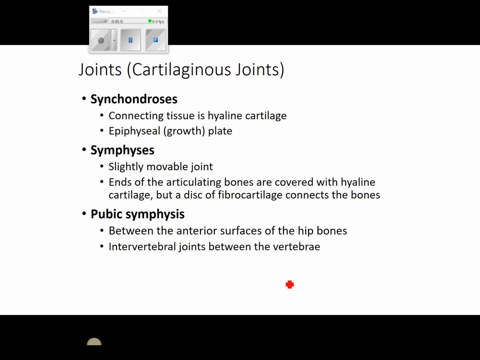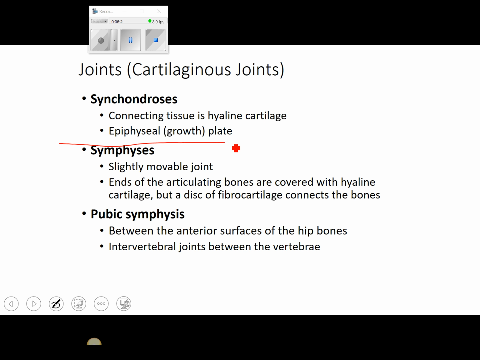So your synchondrosis connecting tissue is hyaline cartilage. An example of that one would be your epiphyseal growth plate. It connects the epiphysis and the diaphysis of a growing bone. Again, that epiphyseal growth plate will eventually ossify in adulthood and become the epiphyseal line. They're located on your long bones and also between the first rib and manubrium.